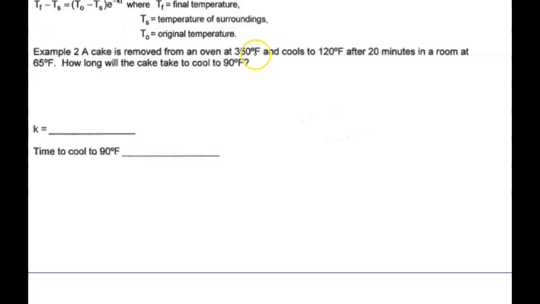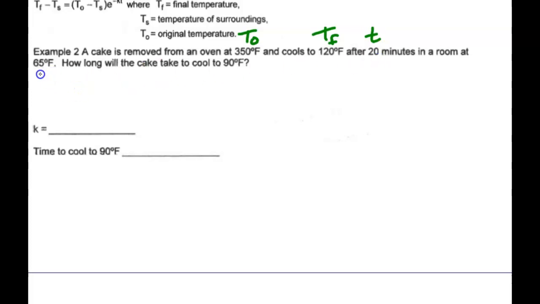When you take something out that's been in a 350 degree oven for a long time, what is the temperature of what you're taking out? 350, yes. This is the original temperature. The object was 350. It cools to 120. Okay, that's the final temperature momentarily. After 20 minutes, that's T.